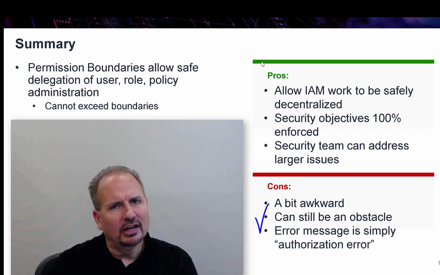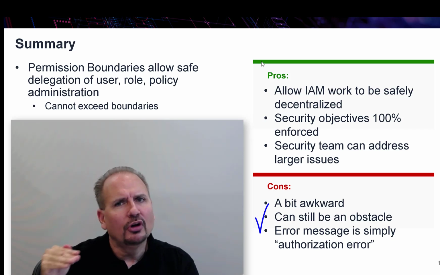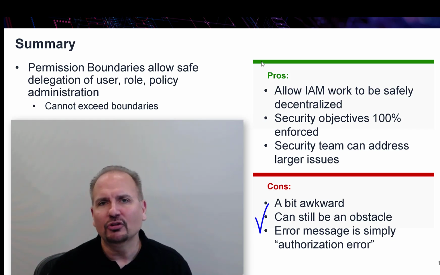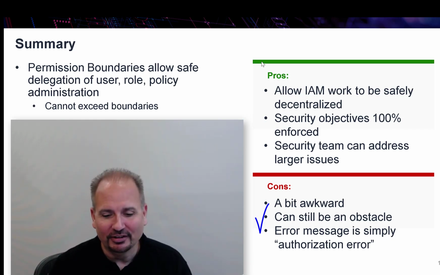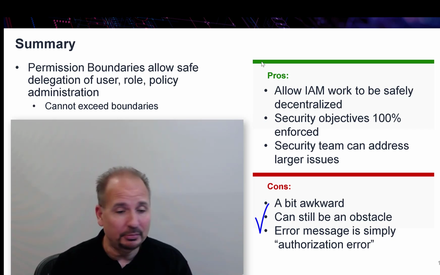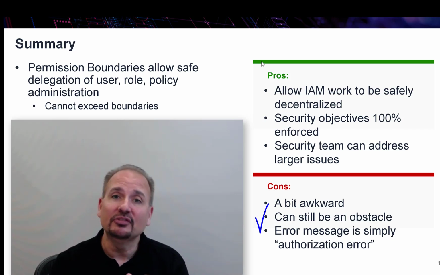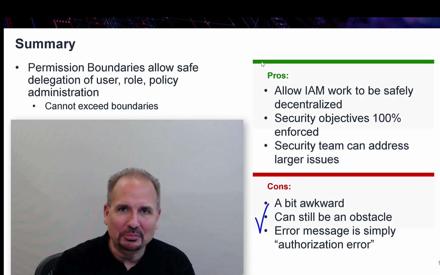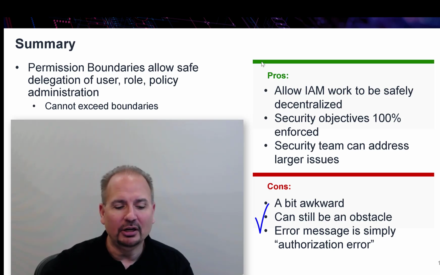But one of the big things that I found, especially when you saw me trying to create that role, is if we didn't match the policies, all we got was an authorization error, and that didn't really say what was the problem. You failed because you didn't add the tag, or you failed because the name doesn't match the convention, or you failed because you didn't add the permission boundary. So personally, I find that a little bit awkward.